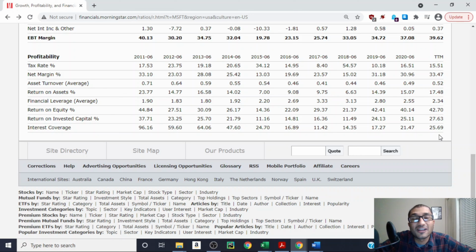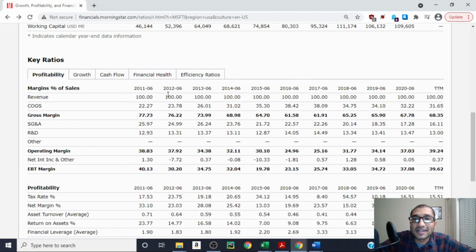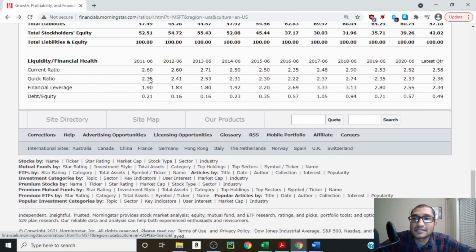Benjamin Graham, the father of value investing, preferred to only invest in securities that had interest coverage of at least 5 times or greater. Now let's look at the financial health of the company, focusing on its liquidity ratios. The first one on the list is the current ratio. The current ratio compares the company's current assets to its current liabilities. Ideally, we want to see the company's current ratio to be greater than 1.5. Back in 2011, Microsoft's current ratio was at 2.6, and for the latest quarter, it's at 2.58. Over the past 10 years, the company's current ratio has always been greater than 2.0.